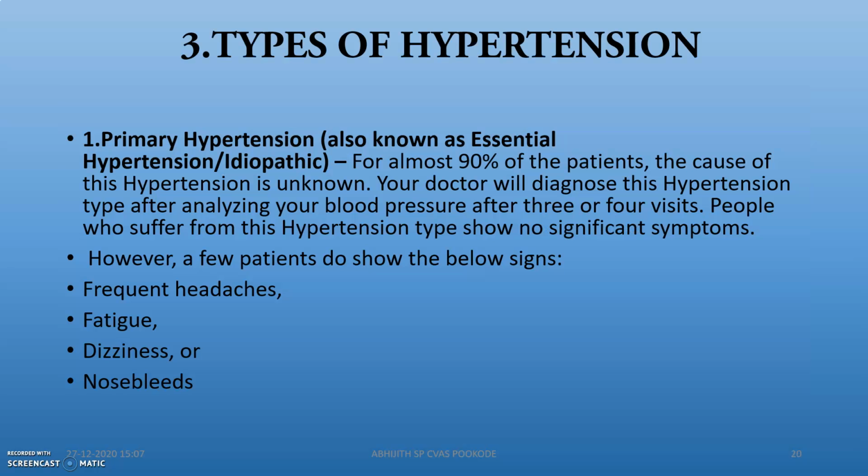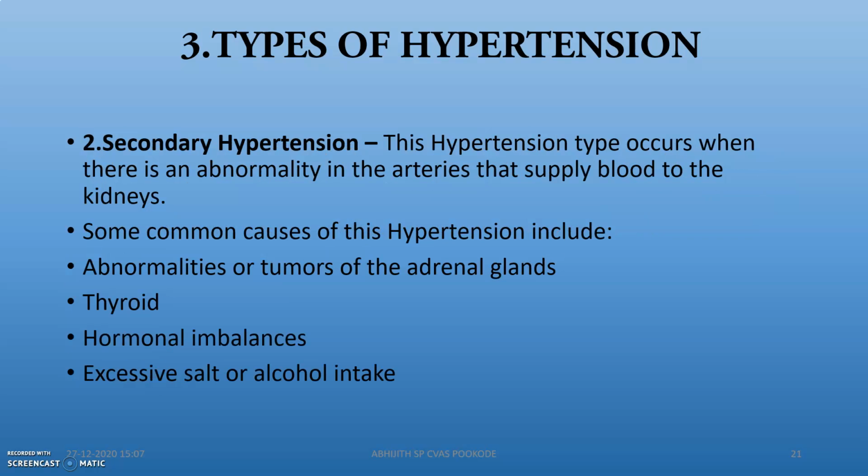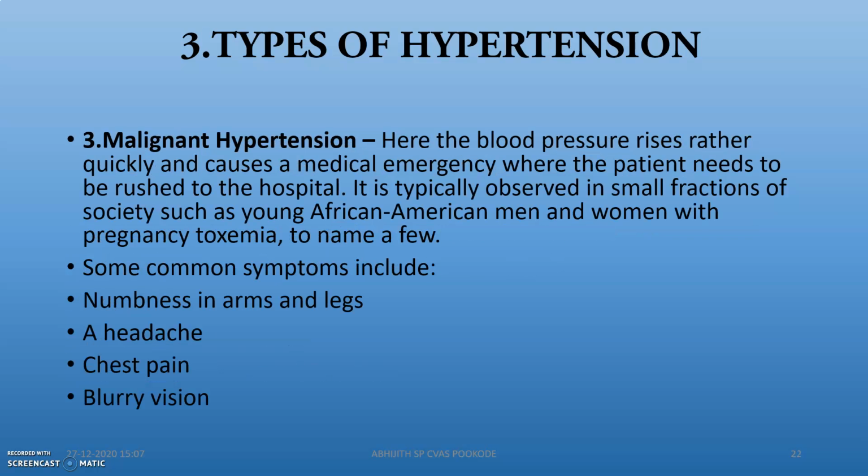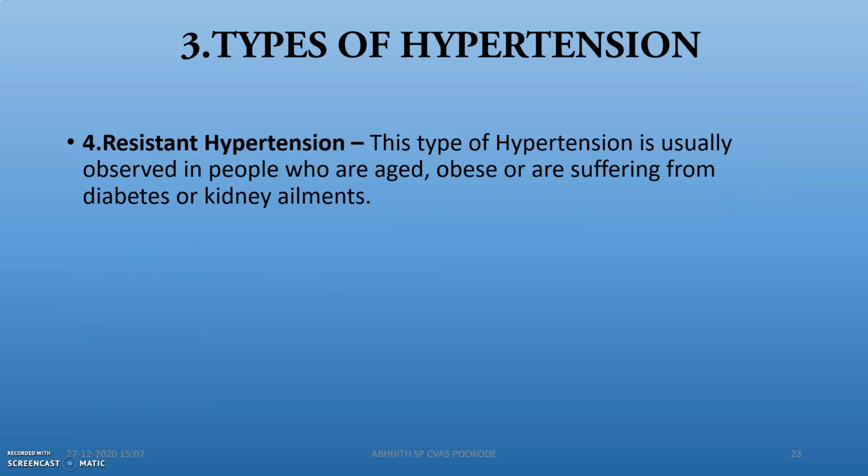There are mainly 4 types of hypertension. The first one is primary hypertension, also known as idiopathic or essential hypertension. The second one is secondary hypertension. The third one is malignant hypertension. The fourth one is resistant hypertension.